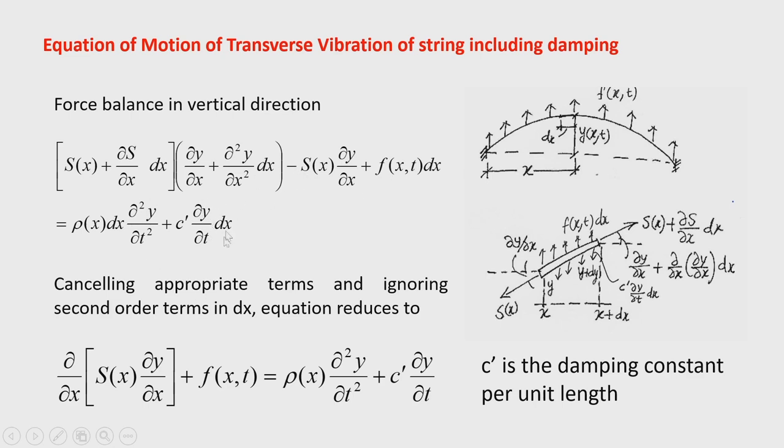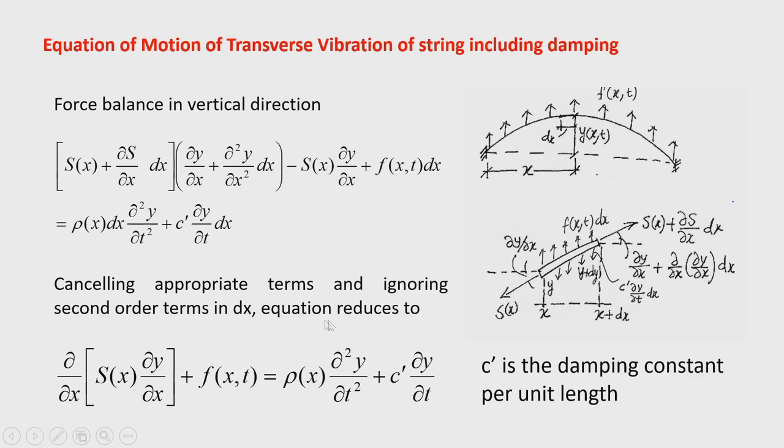Now after cancelling some terms and ignoring the second order terms in dx, you will find when you expand this, then dx square is coming, or other products of two small terms may appear. In that case we neglect all these small terms. Ultimately we get the equation of motion as ∂/∂x into (Sx ∂y/∂x) plus F(x,t) equal to rho(x) ∂²y/∂t² plus C' ∂y/∂t, where C' is the damping constant per unit length.